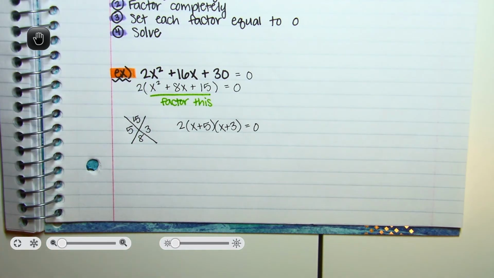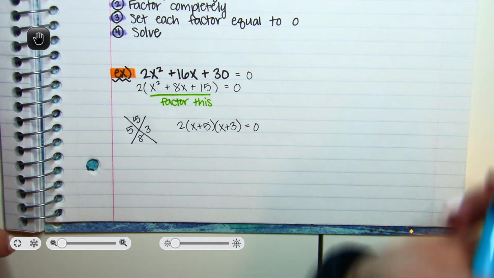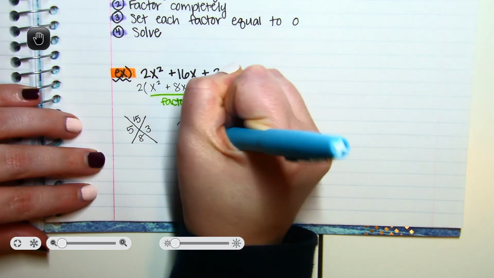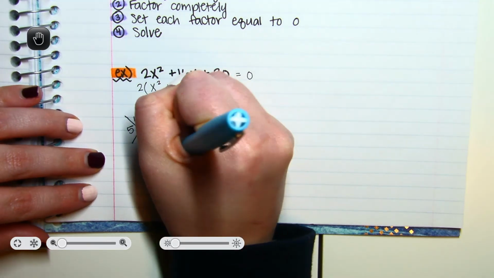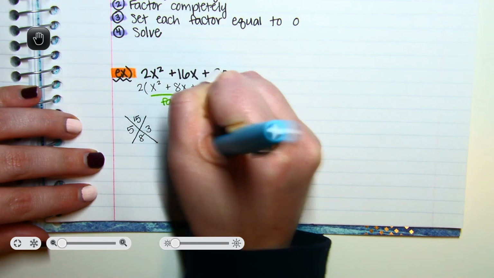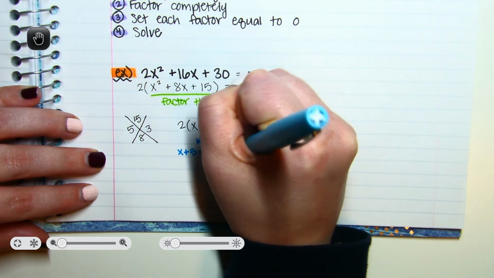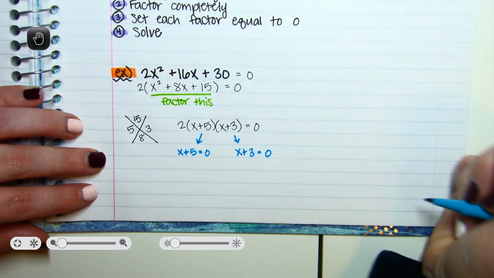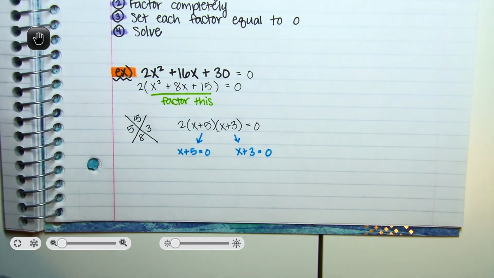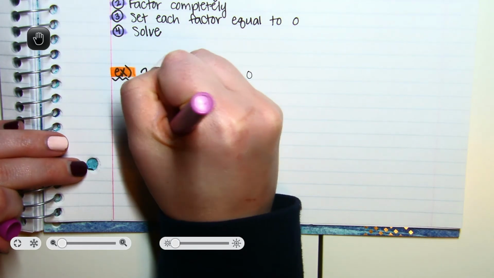So now it looks like that last example, the starting point for that last example. So what we do now from here is we set each of the factors equal to 0. So x plus 5 is the first factor, so x plus 5 equals 0. And then also x plus 3 equals 0. Now this little 2 that's out in front, the GCF, you ignore this.